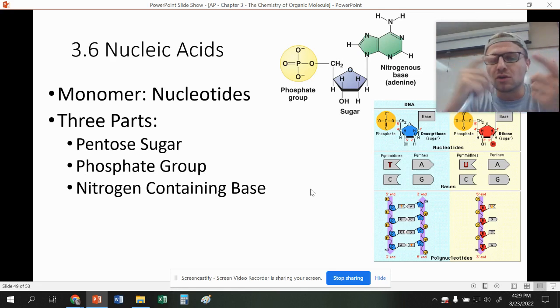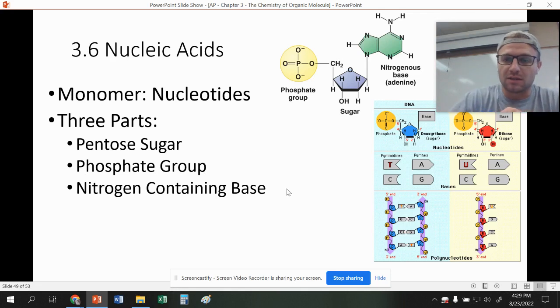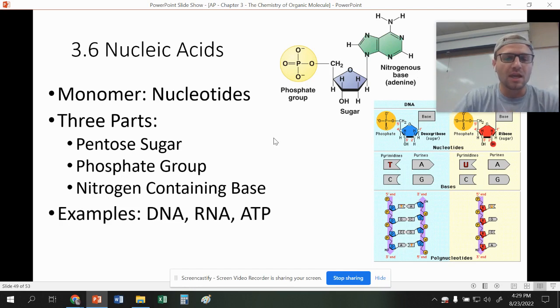So nucleotides are the monomers, and there are 3 parts to a nucleotide. You have your pentose sugar, you can see the pentose sugar right here. You have the phosphate group, you can see that phosphate group. I would try to memorize what a phosphate group looks like, you're going to want to know what those are. And then a nitrogen-containing base, you can see we have our nitrogen-containing base here. So these are the 3 parts of a nucleotide. Examples of nucleotides are DNA, RNA, which you should know, and actually ATP and ADP. If you remember that term from college biology, that's also technically a nucleotide.